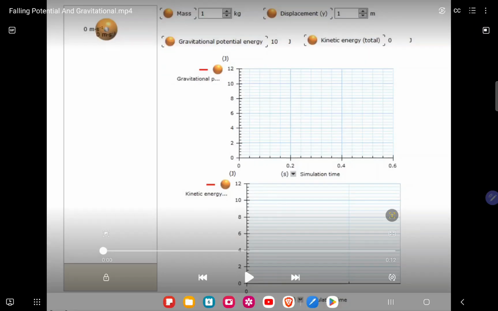As another model, we drop a ball with mass 1 kilogram and displacement in the y-axis equal to 1 meter. Starting from this position, we only have gravitational potential energy, which is equal to 10 joules. The kinetic energy is equal to 0. No friction, no air resistance whatsoever.